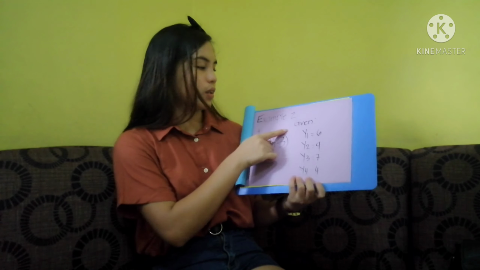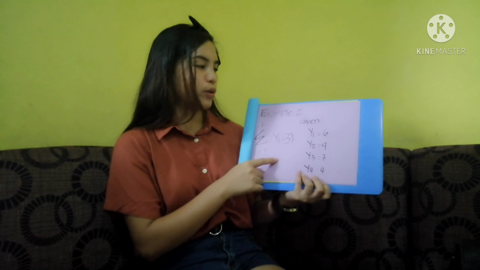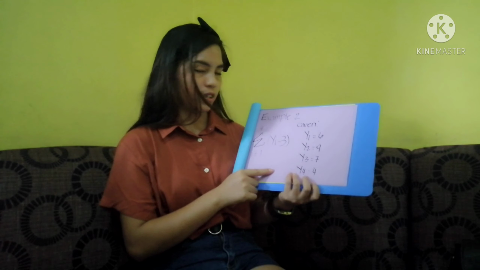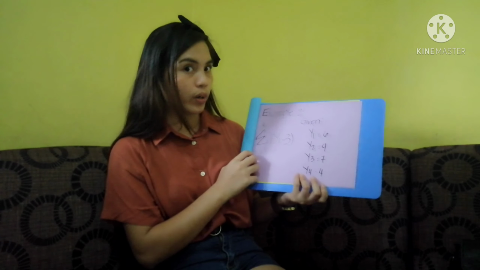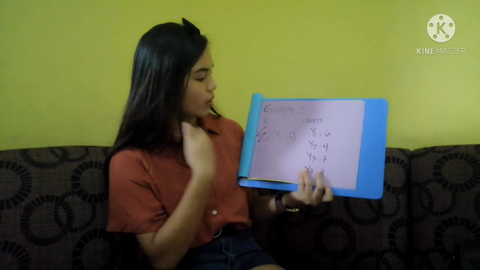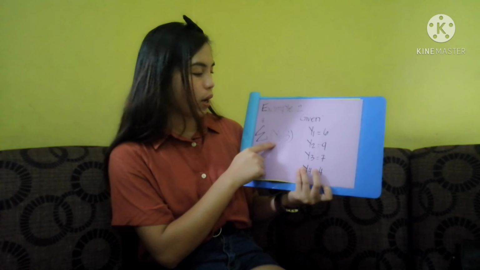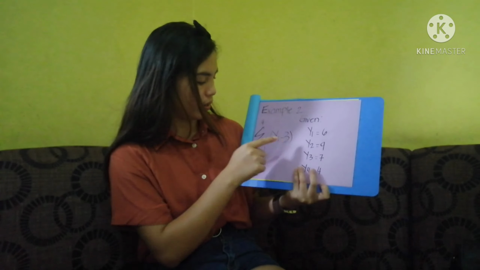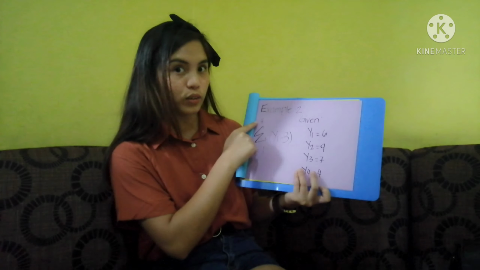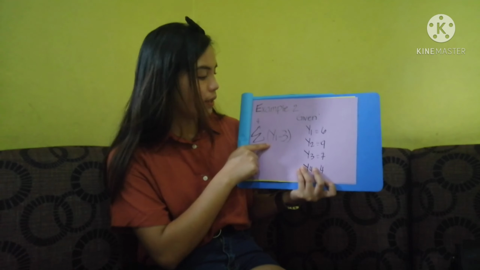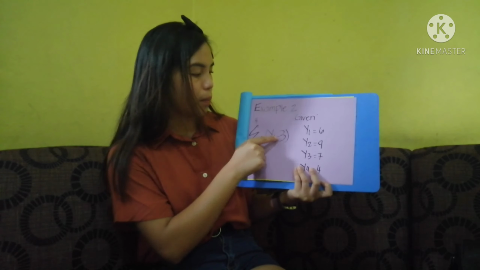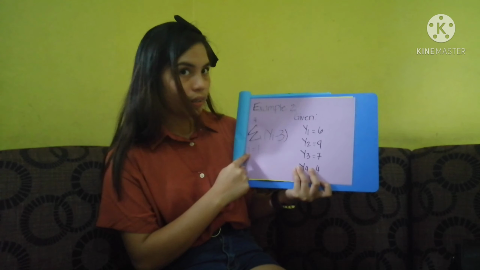So we have here the next, example number 2. We have the formula and the given numbers here. How to read example number 2? Summation of the quantity y sub i minus 3, where i ranges from 1 to 4.